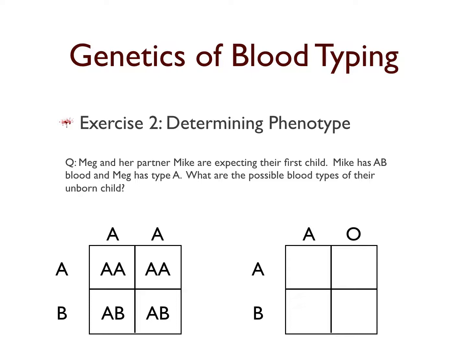Now let's look at our second square. Again, cross multiplying, we first have A times A giving us AA, A times O giving us AO, A times B giving us AB, and finally B times O giving us BO. So in this case, there are three possible blood types, A, B, and AB.